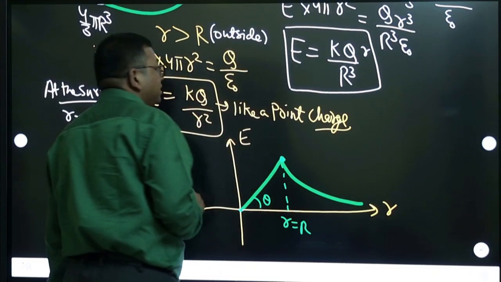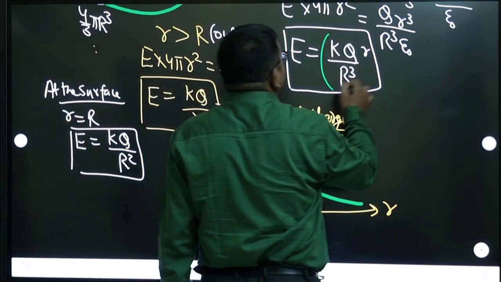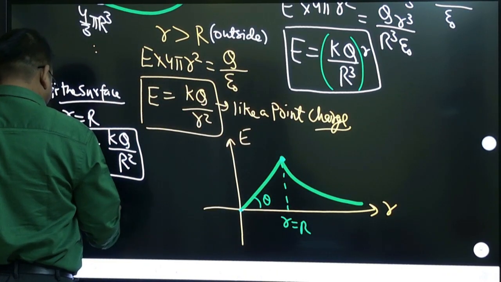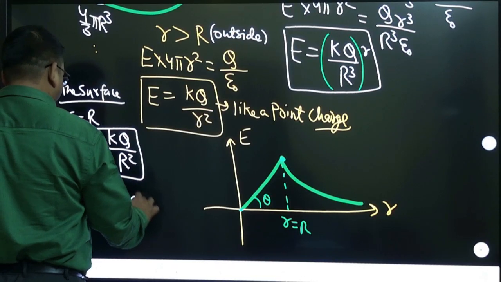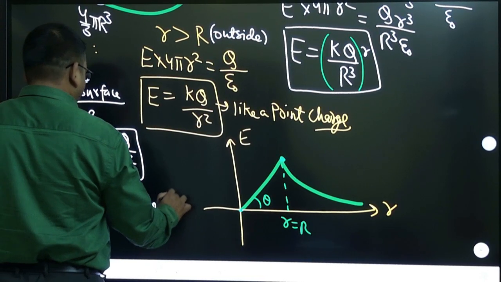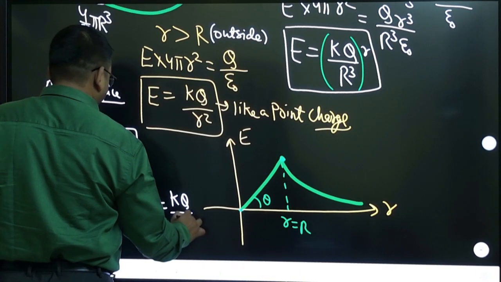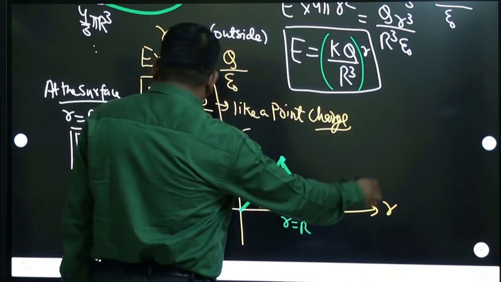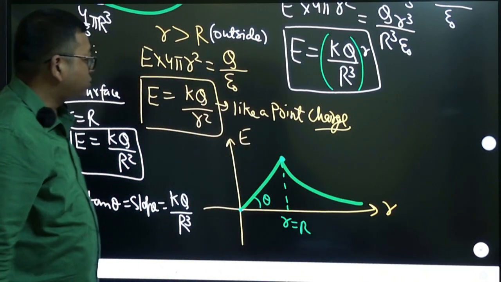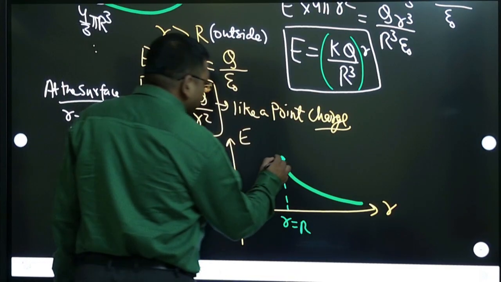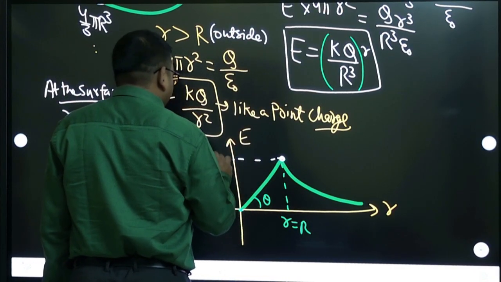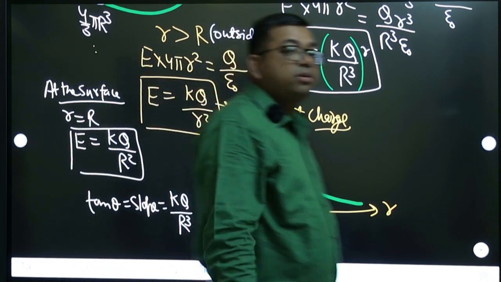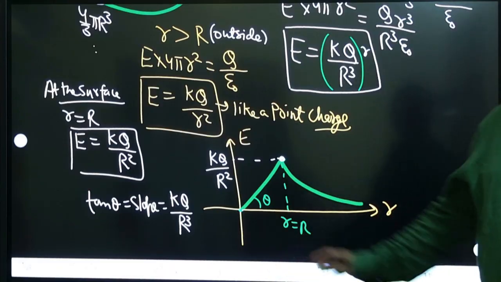You remember tan theta we have also discussed. This tan theta is the slope of that graph, right? So tan theta, which is the slope, is equal to kq by R cube. Outside, this is an inverse square relationship, kq by r square. And at this point, it is kq by capital R square. Are you clear about this? You have already done this one.